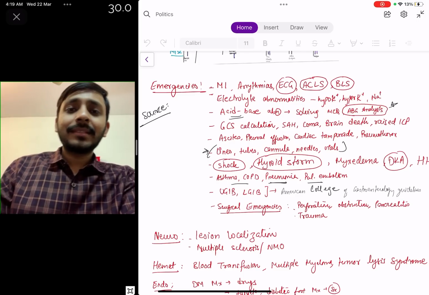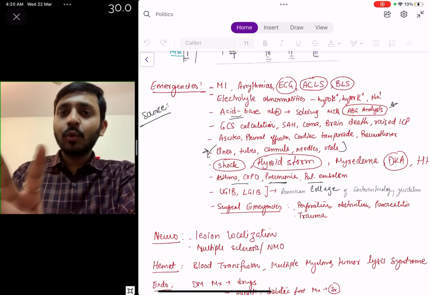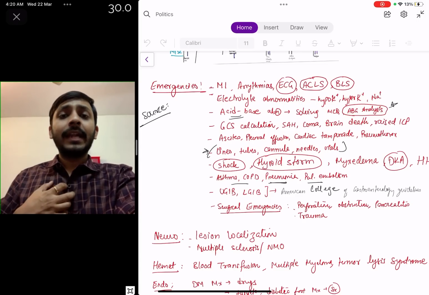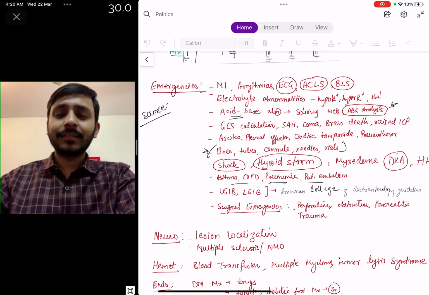Now, acid-base abnormalities, super, super important. You'll get 2 to 3 questions, at least 2 questions from acid-base imbalance. Where did I read it from? I read from Tamim Sir's notes. I attended his first class during my MBBS.